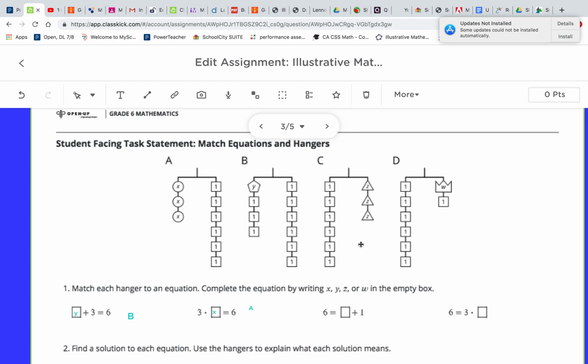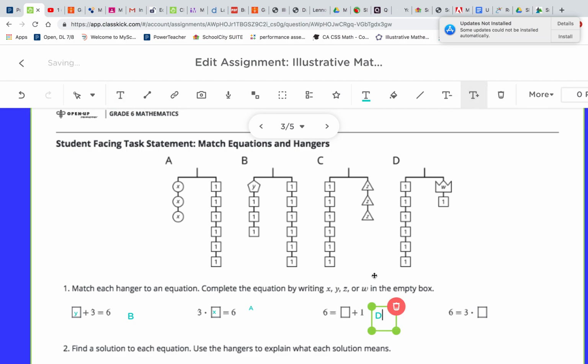So it could be either one of these. 6 is the same thing as some unknown plus 1. Well, this one here looks like it's 3 Z's, so that's different. But over here we have this unknown, and we're adding 1. So hanger D has to go with number 6. So we can call this hanger D.